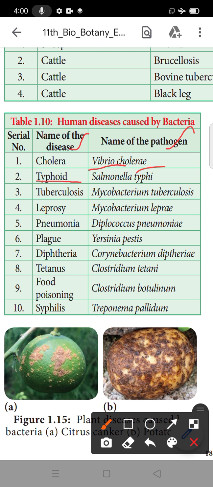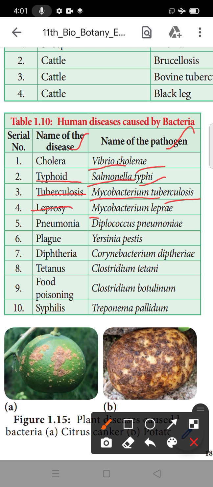Second one is typhoid. Already you know, what is the name of the bacteria? Salmonella typhi. Okay, next one is tuberculosis. Tuberculosis is TB. What is the name of the pathogen? Mycobacterium tuberculosis. And next one is leprosy.